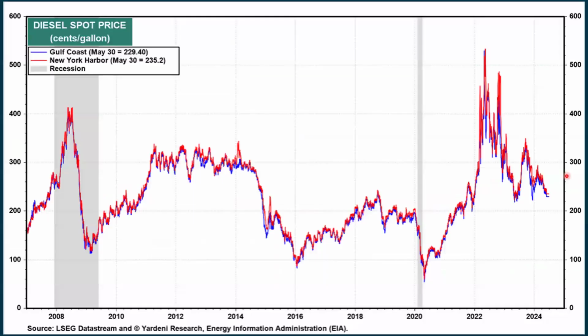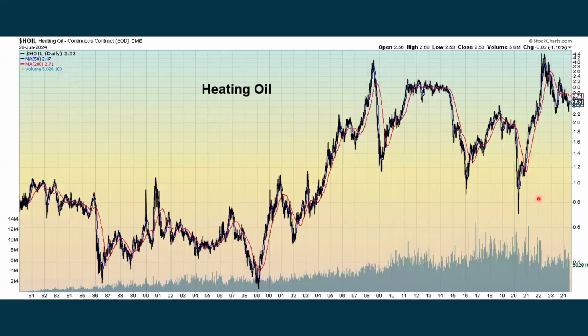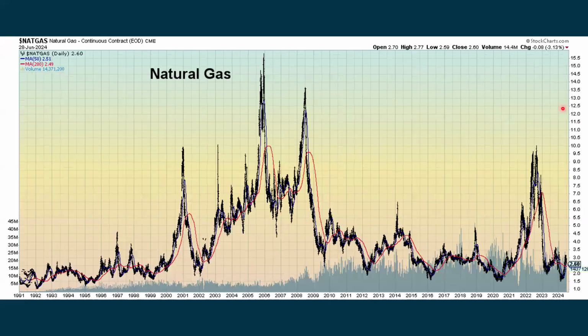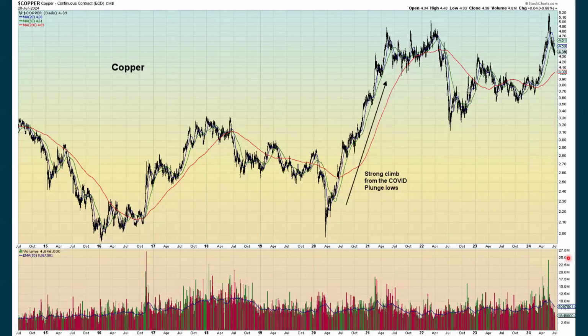And I used to show a different chart of diesel. This is from Yardeni's website, Edward Yardeni, where diesel has been coming down. We keep an eye on this because this is for railroads and 18-wheelers, and this going lower just means that shipping costs are not necessarily increasing. Heating oil, not really needed all that much in the summer, has been in a downtrend. Natural gas really started to go lower, but since has been bouncing back up, though it's still in a longer-term downtrend.